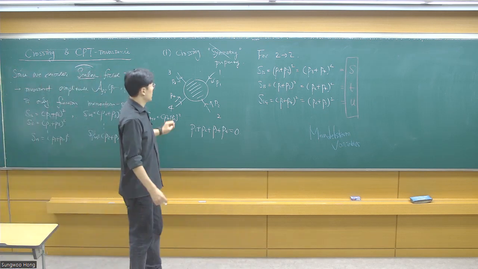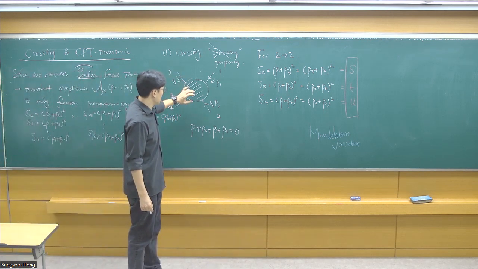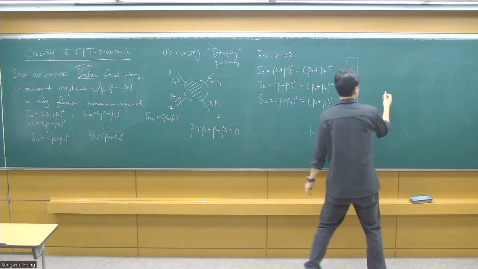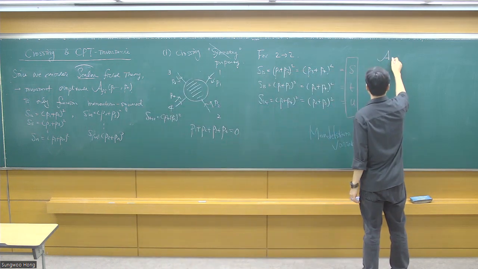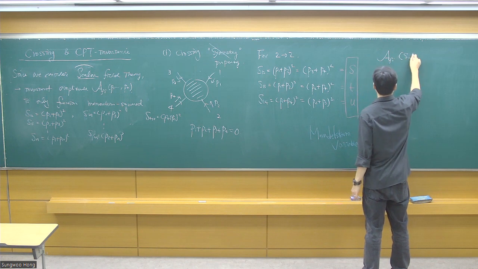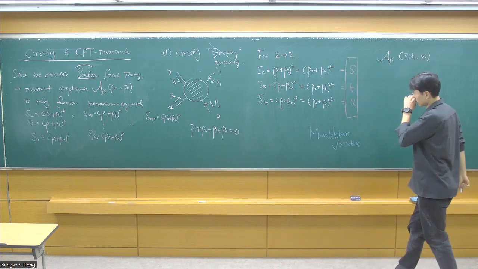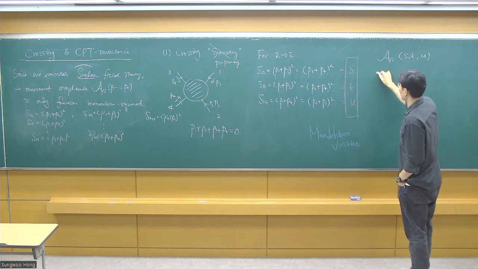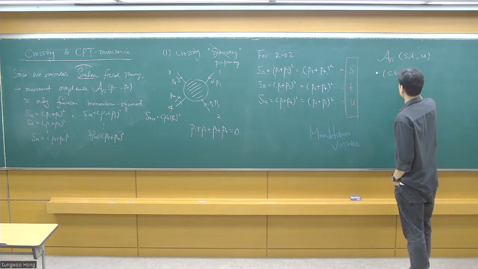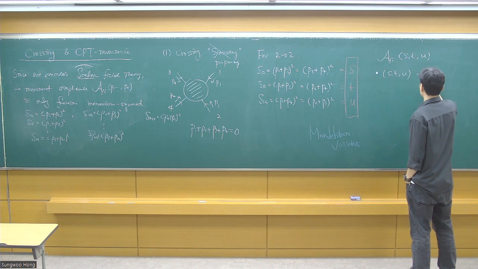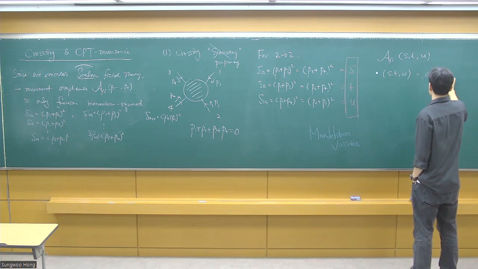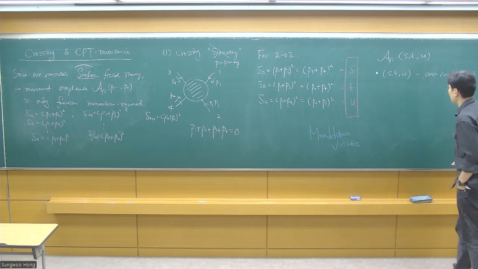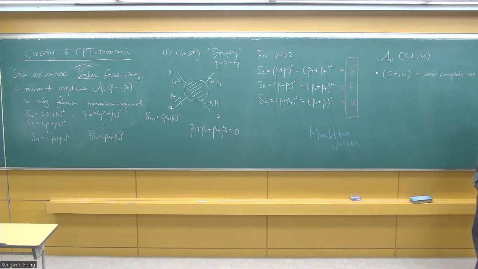So then the point is the following. For scalar field theory, the 2 to 2 amplitude will be a function of this. So generically, for 2 to 2 scattering, the amplitude is going to be a function of S, T, and U. However, S, T, U is an overcomplete set, which means there are more than you need.